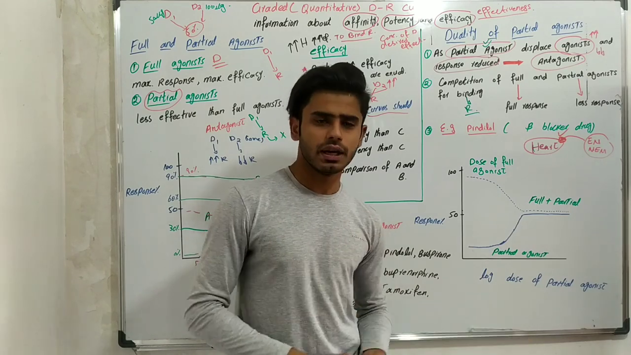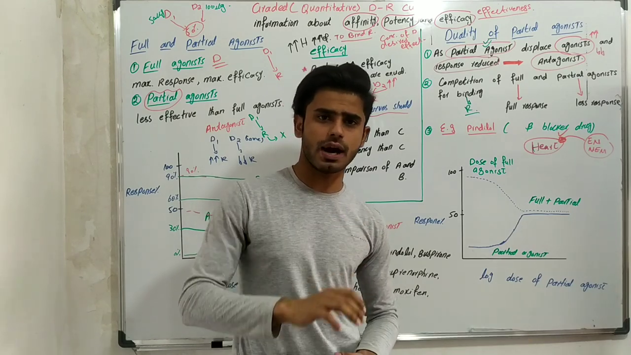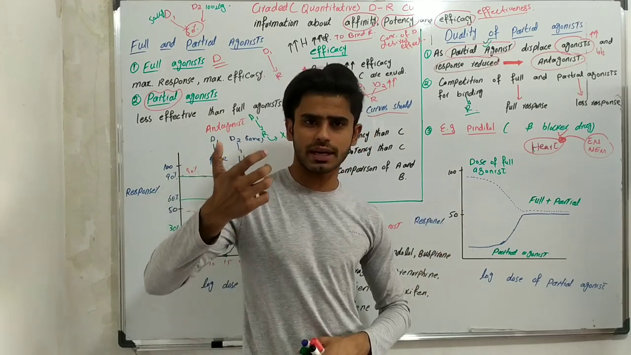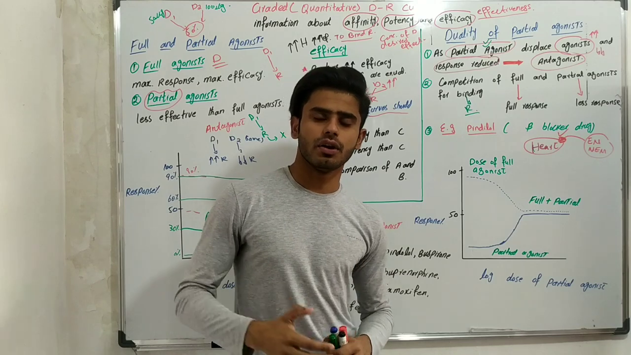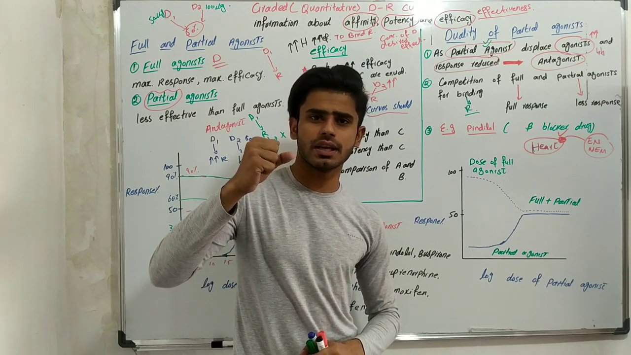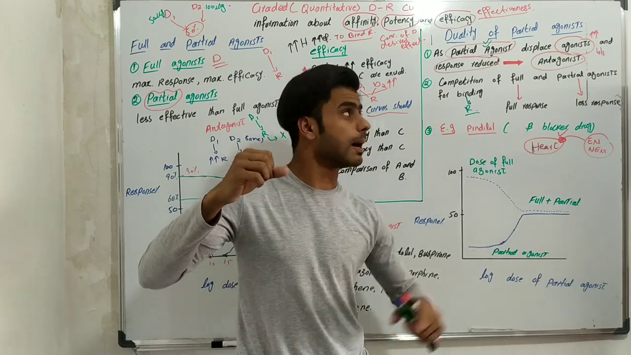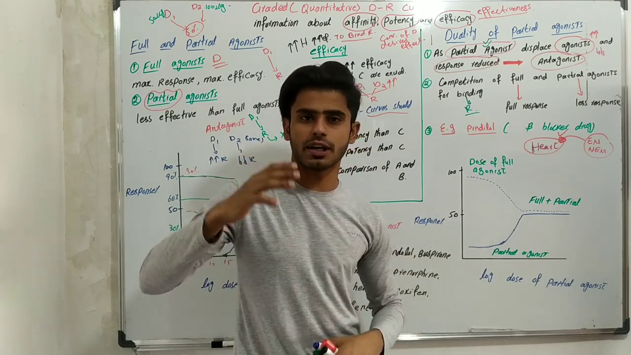Now, take a second test tube, put the heart in it and then inject the partial agonist, that is pindolol. Now you check the heartbeat. Now the heart will beat in a slow manner, not a fast manner. Why? Because pindolol is a partial agonist. It will not give the 100% response.